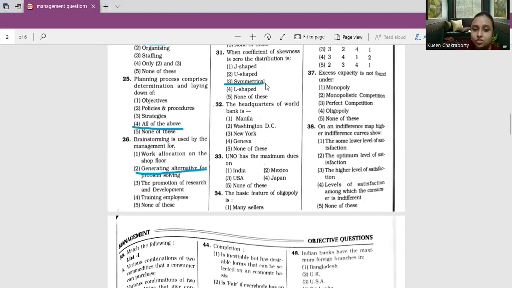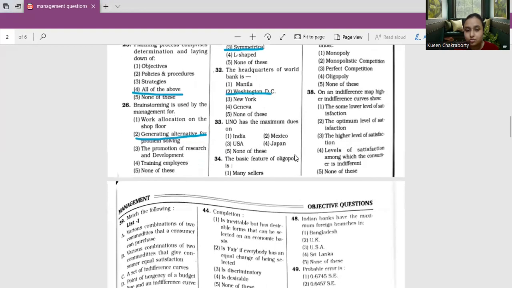Moving on to the next question, which is question number 32. The headquarters of World Bank is in Manila, Washington, D.C., New York, Geneva, or none of these. Now, we have all studied this in classes 8, 9, 10. The World Bank is an international financial institution that provides loans and various other financial facilities to developing countries for programs and various needs that they require. The World Bank's headquarters is located in Washington, D.C. So the correct answer is option number 2, which is Washington, D.C.